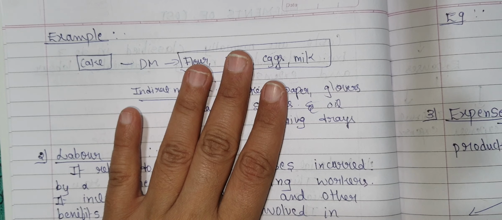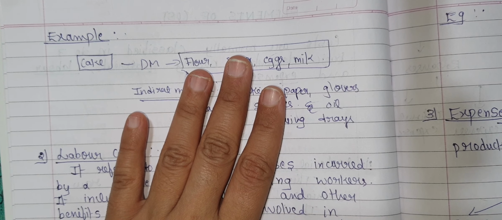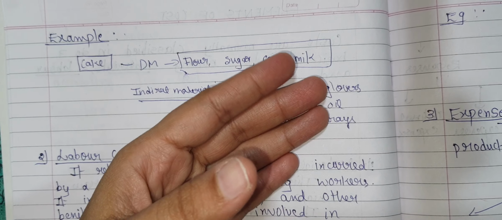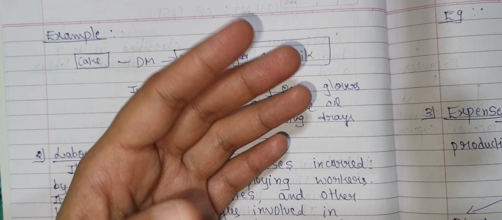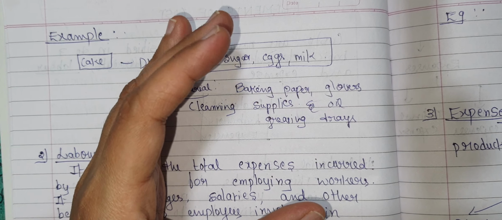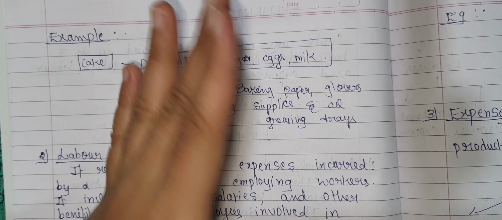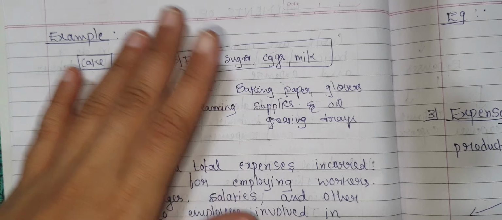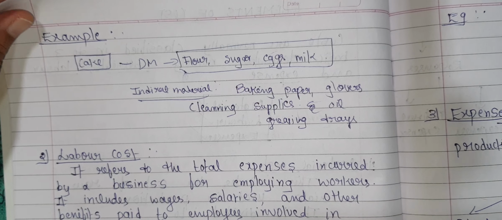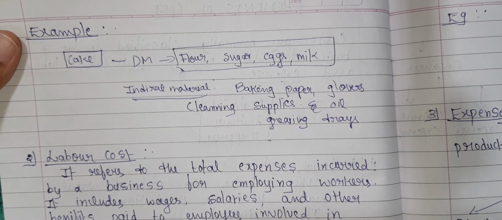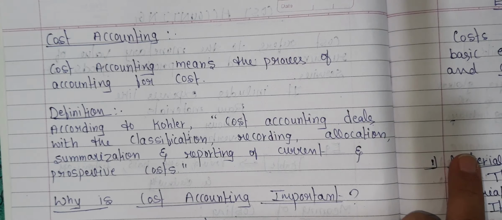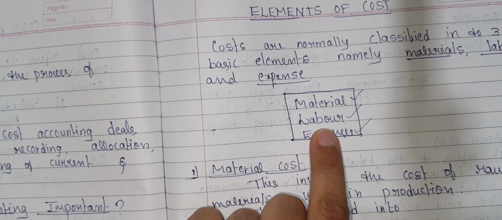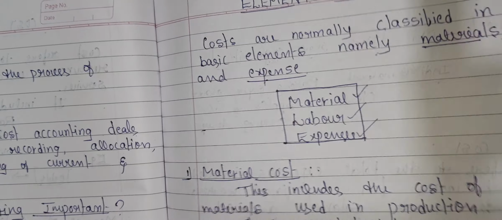And what are the indirect materials here? Lubricants, cleaning supplies and small tools. They are used in the production process but not directly part of the car. These are the two examples for direct and indirect materials. So this is about the material cost. Next we will see labor cost. What does it mean?